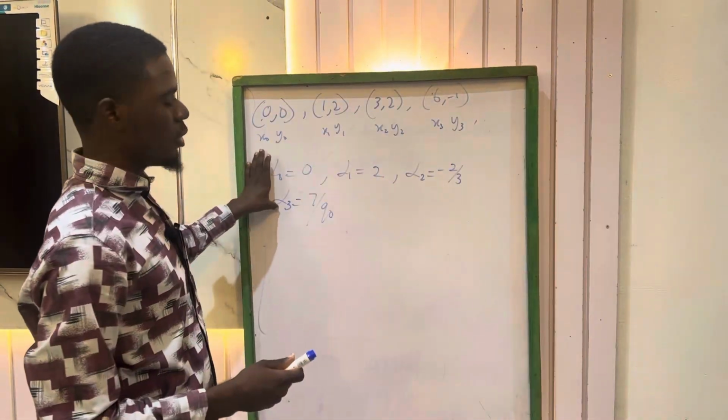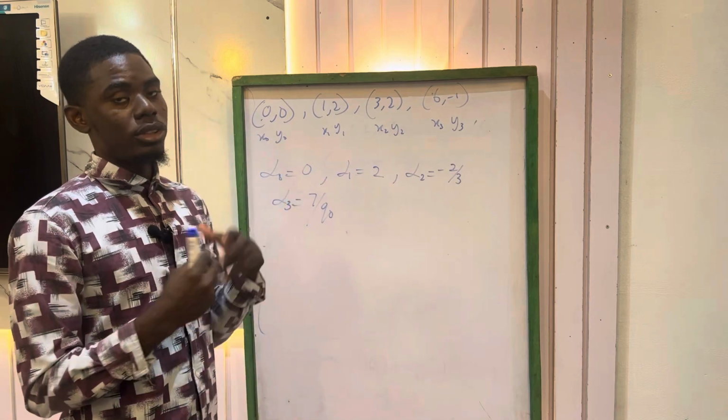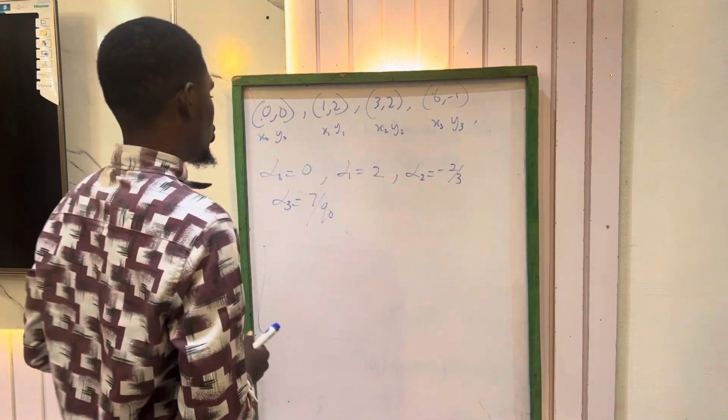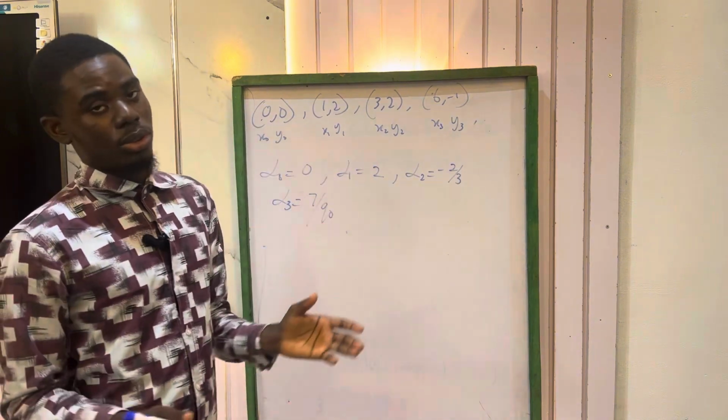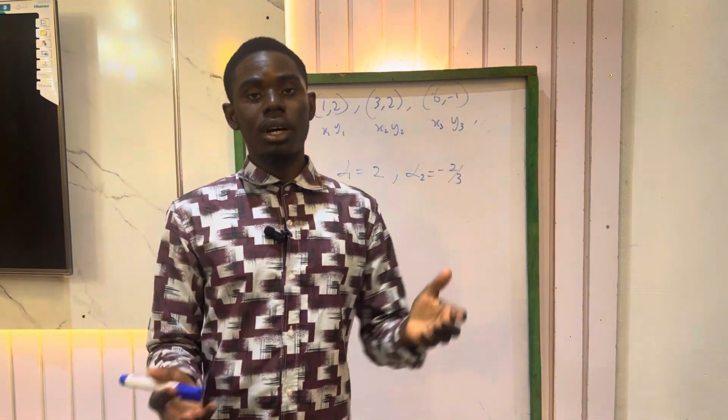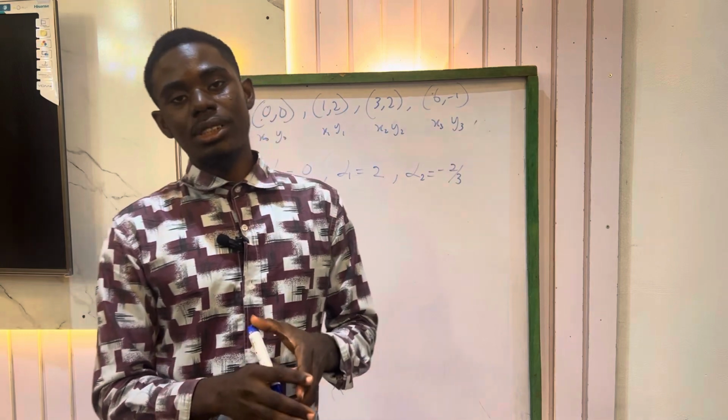All right, so these are the points that we've successfully gotten by following the Newton divided difference approach. What we want to do now is put these values back into that equation, and that's going to give us our polynomial equation for representing the curve.